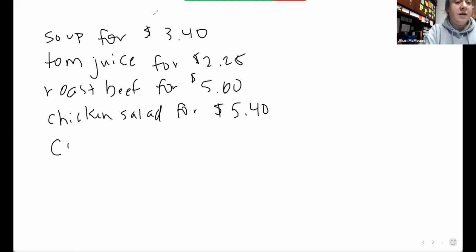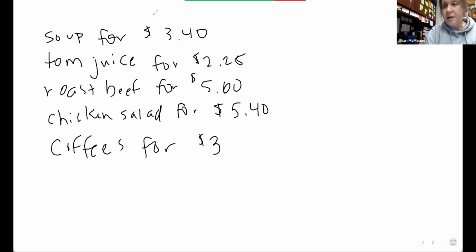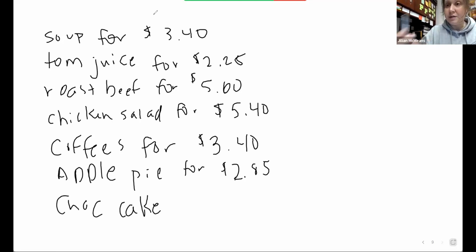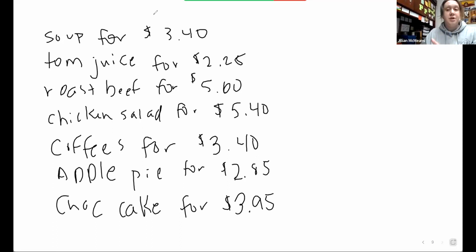We're going to get 2 coffees. And this is kind of tricky. You do have to be careful. The 2 coffees total $3.40. It's not that each coffee is $3.40. The combined cost for both of them is $3.40. You're going to get apple pie for $2.85. And then finally, chocolate cake, and I'm going to abbreviate it because, again, my stylus is garbage, for $3.95.